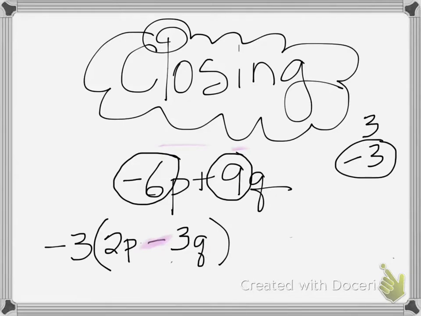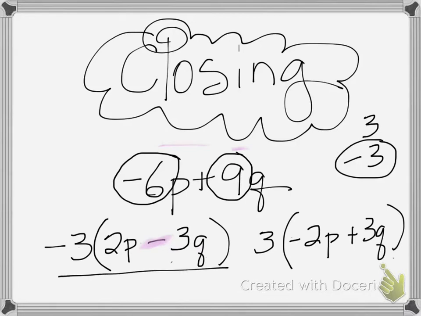Now, that is slightly different than 3 times negative 2p plus 3q. How this is different now is, it works. It is similar and it is equivalent. But when we're trying to factor completely, we would prefer to have it written in this form.